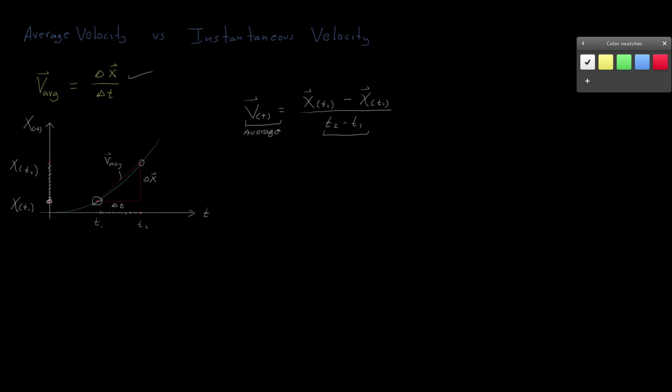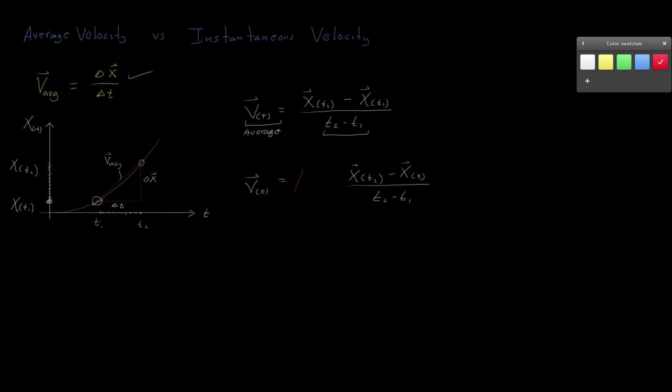Let's zoom out before we zoom in and look at the instantaneous velocity. Here's the big deal, the big difference. The instantaneous velocity is equal to the same idea, the difference between these two positions and these two times. However, now I'm going to include this new idea.